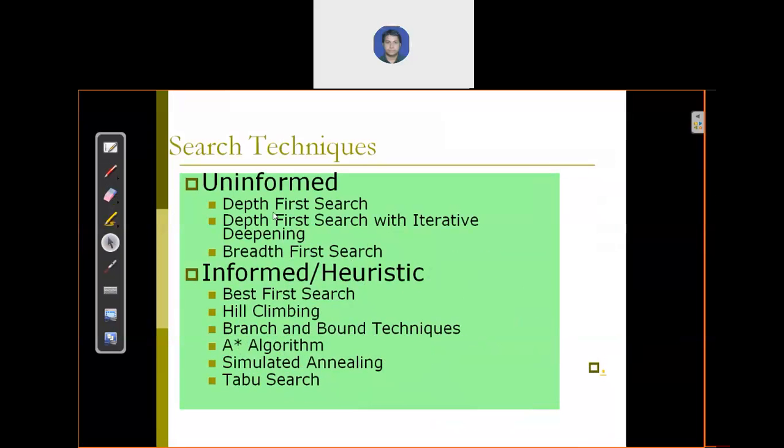So in uninformed search, we have the depth first search technique, depth first search with iterative deepening, and breadth first search technique. In informed search, these are the search techniques. In today's class, we will discuss depth first search and breadth first search of uninformed search techniques.